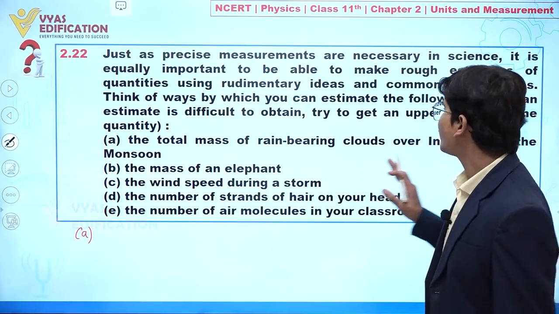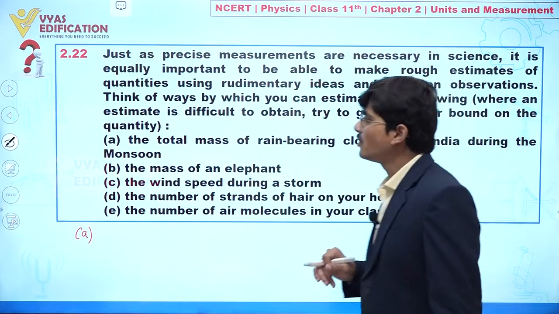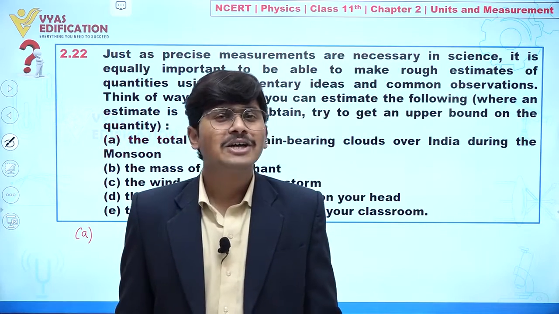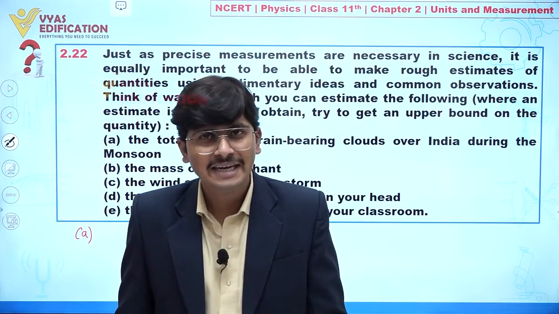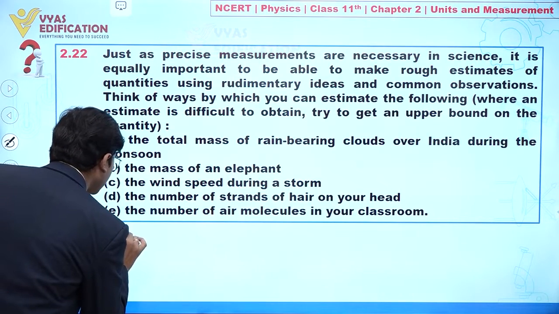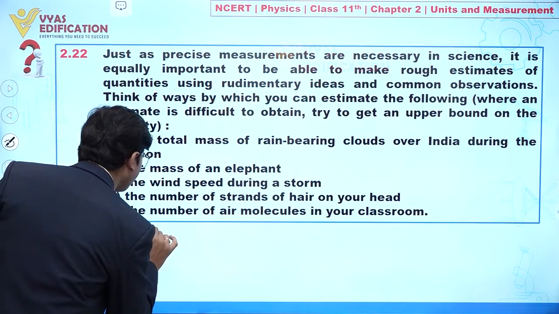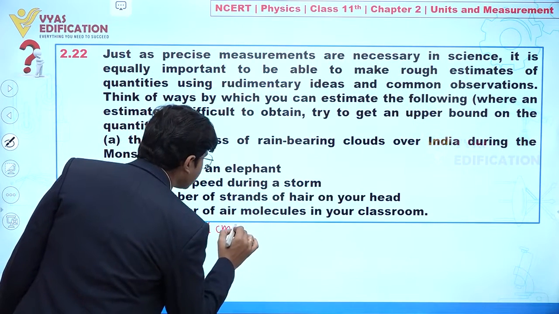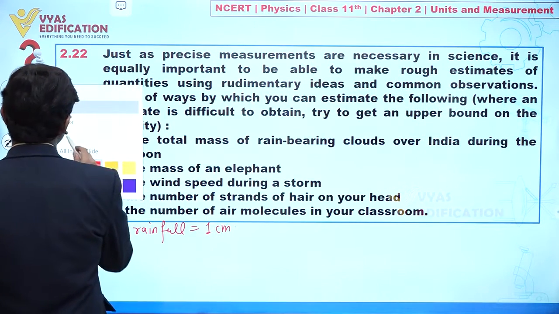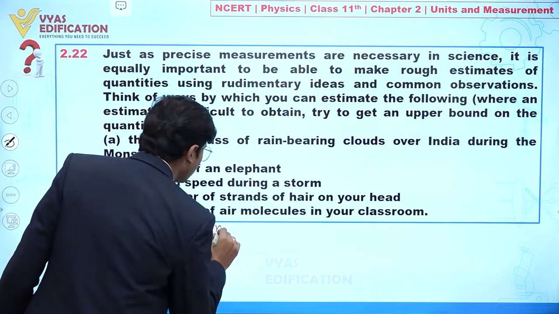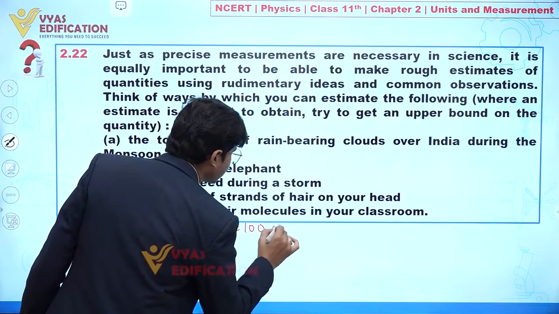The total mass of rain bearing clouds over India during monsoon. Now listen carefully. On an average, if I talk about rainfall in India, the average rainfall is assumed to have a height of 1 meter. Clear? Average rainfall in India is 1 meter, or we can say this is equal to 100 centimeter.